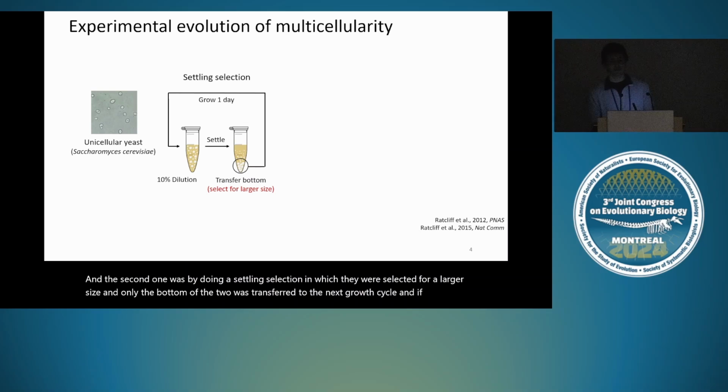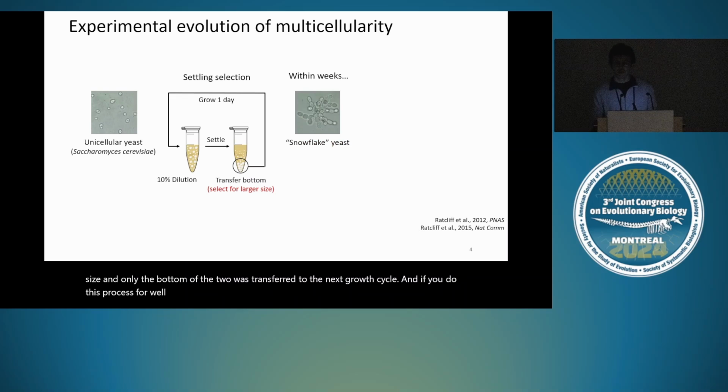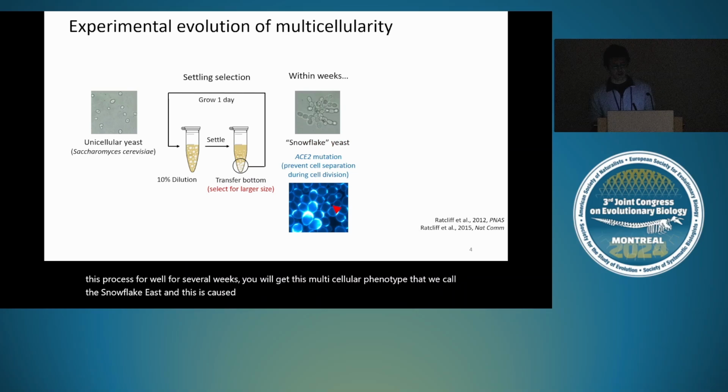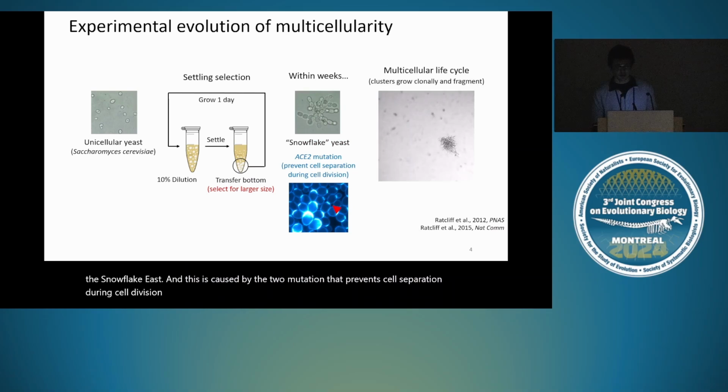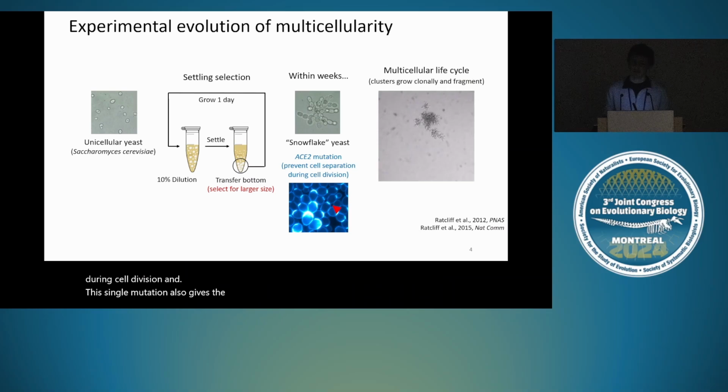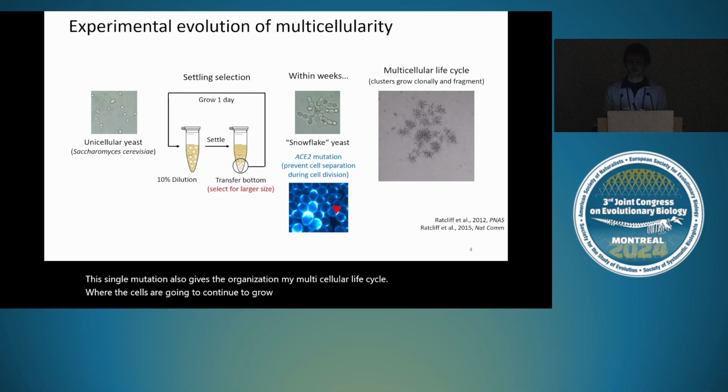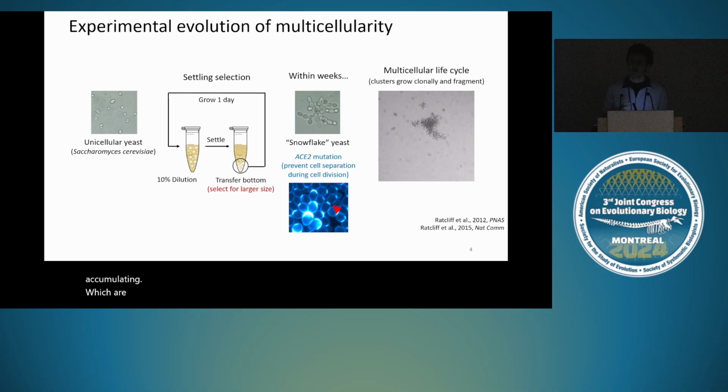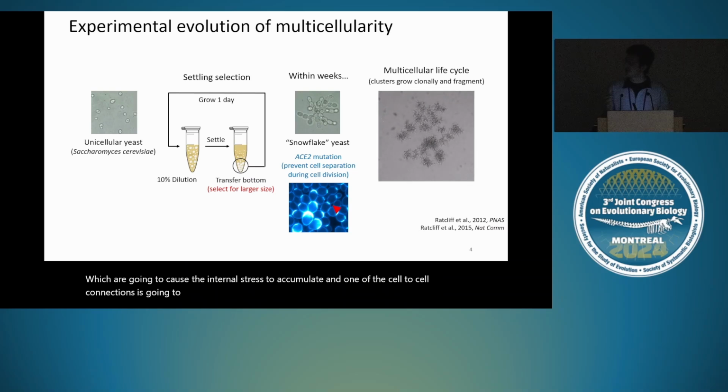If you do this process for several weeks, you will get this multicellular phenotype that we call the snowflake yeast, and this is caused by the ACE2 mutation that prevents cell separation during cell division. This single mutation also gives the organism a multicellular life cycle where the cells continue to grow, and the internal forces start accumulating, which causes internal stress to accumulate, and one of the cell-to-cell connections is going to fracture. That gives you group reproduction, and just by continuing this, you get the life cycle.